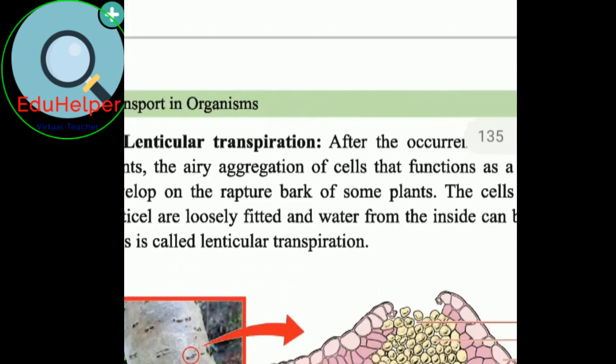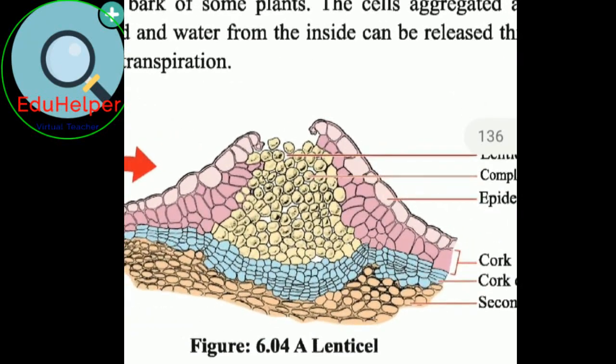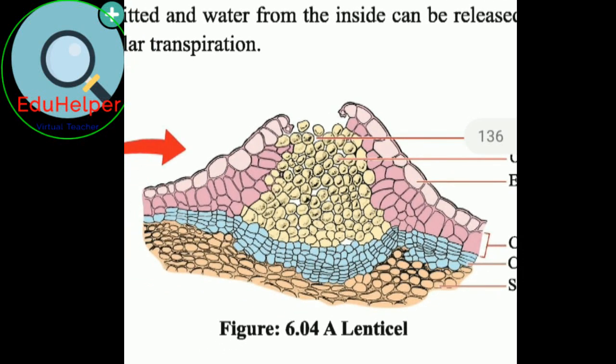And lenticular transpiration occurs through the lenticel. After the occurrence of secondary growth in a plant, the airy aggregation of cells that functions as a pore is called a lenticel, developed on the ruptured bark of some plants. The cells aggregated around a lenticel are loosely fitted and water from the inside can be released through it. This is called lenticular transpiration.